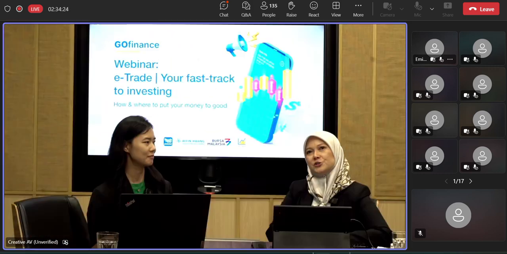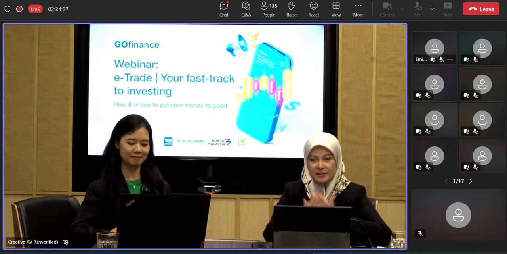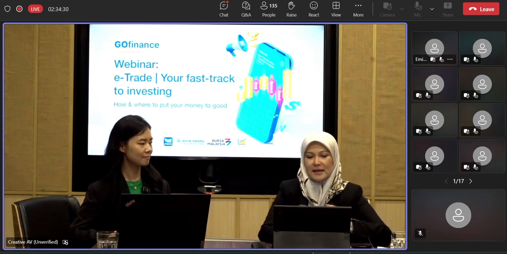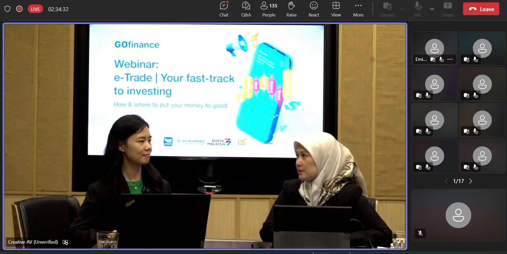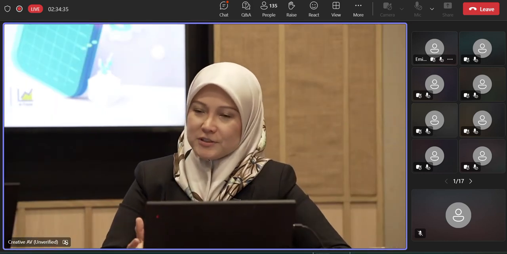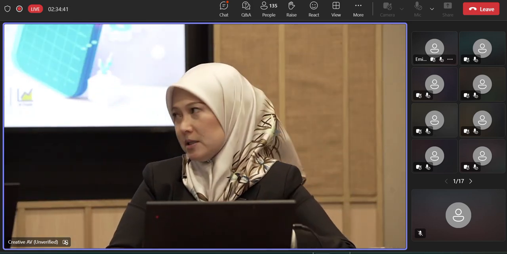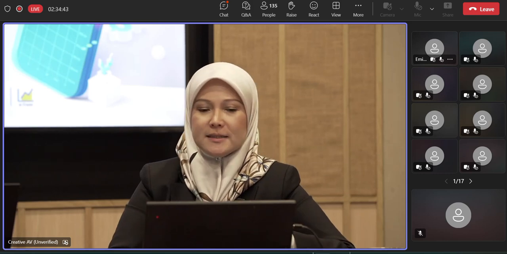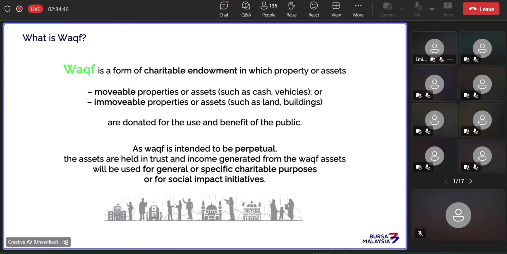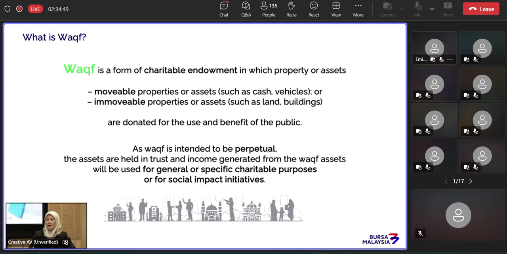Okay. I should start by mentioning that you should understand what is Wakaf. So Wakaf is a form of charitable endowment. It's a form of charity, sedekah, in which property or assets, which can be movable or immovable, so movable is something like cash, vehicles, immovable like land, buildings, are donated for the use and benefit of the public. The benefit of the public is not only for Muslims, but also for non-Muslims. And Wakaf is intended to be perpetual, berpanjangan.